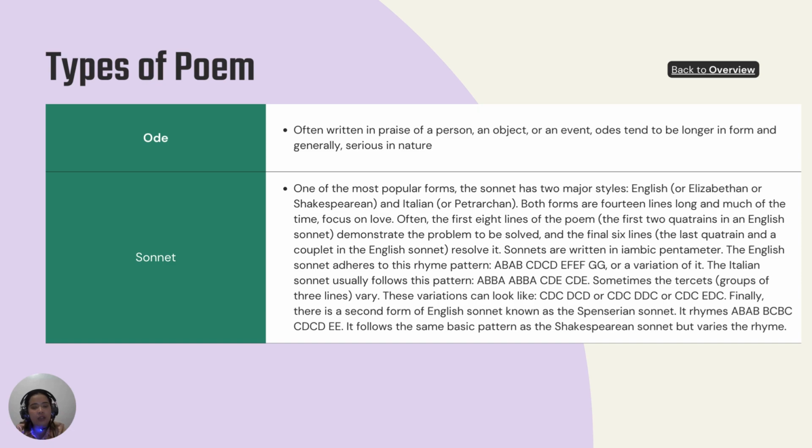So finally, we also have the other form of English sonnet, well known as the Spenserian sonnet, which has the rhymes of ABAB, BCBC, and then CDCD and EE. So these follow the same basic pattern as the Shakespearean sonnet, but vary the rhyme.